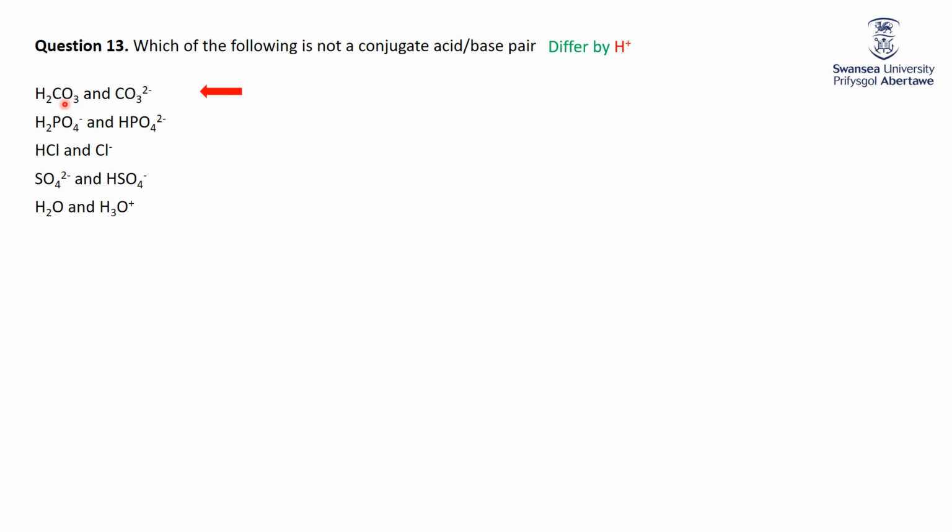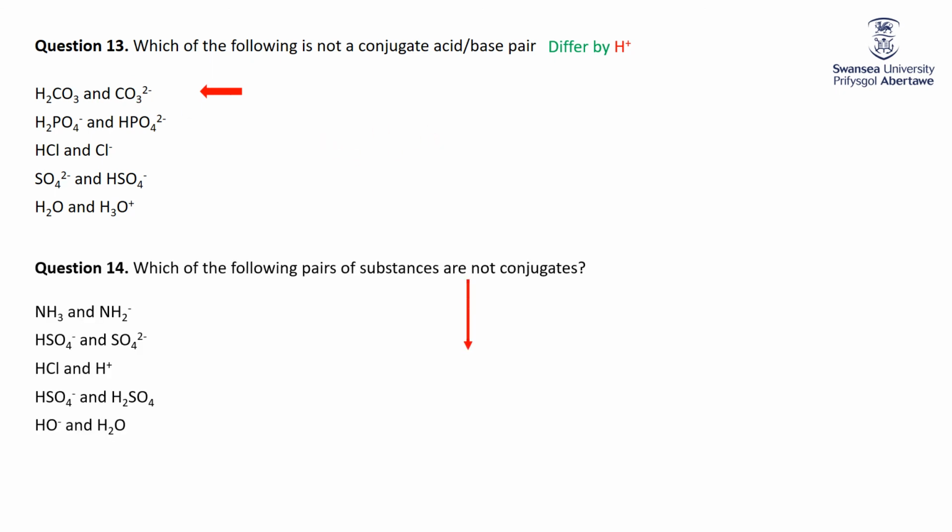H2CO3, when it's an acid, makes HCO3-, which is its conjugate base, and then HCO3- is amphiprotic, so its conjugate acid is H2CO3, and the conjugate base of HCO3- is CO3 2-. So difference there, because 2H+, because this is a diprotic acid, and this is the second conjugate base that comes from it.